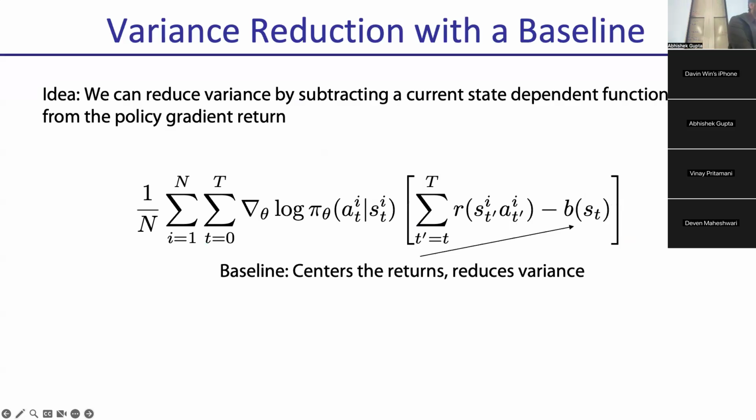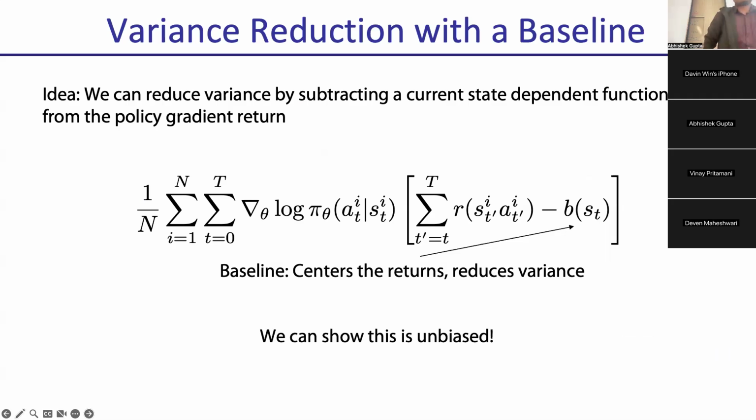And so you'll often learn this function, but it's any function of state, which you can kind of think of as an average of the future rewards. It centers your rewards, so you'll compute the average and then say some things are better than the average, some things are worse than the average.